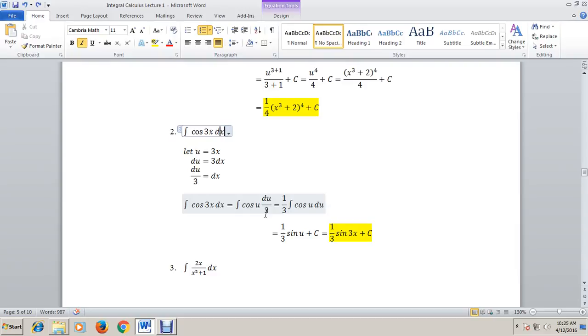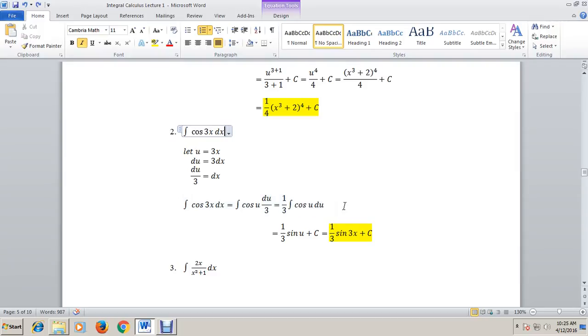Now, 3 over 3 or 1/3 here is a constant, so based on the properties of the indefinite integral, all constants can be written outside of the integral sign, so we can have this as 1/3 integral of cosine u du. Now, what was left in the process is that we get the integral of cosine u du.